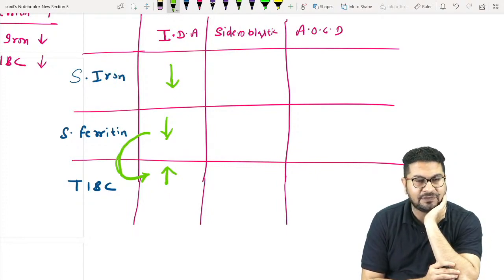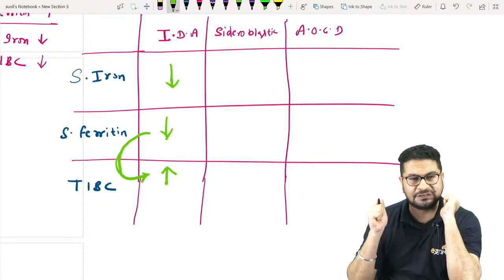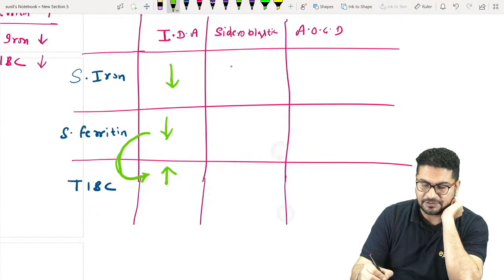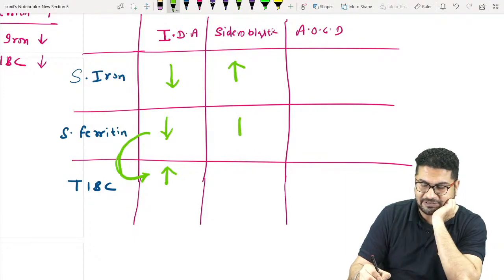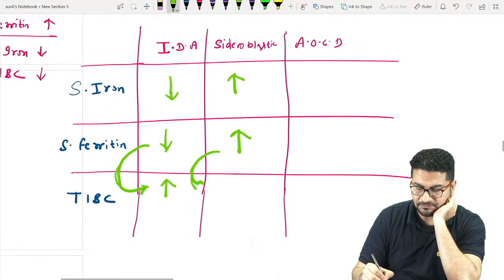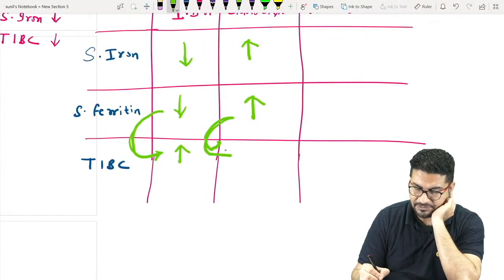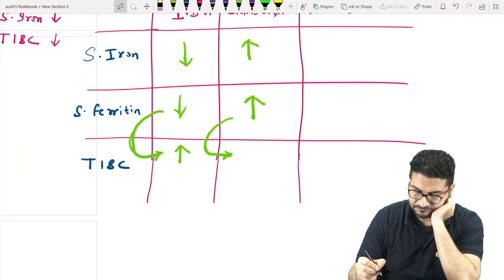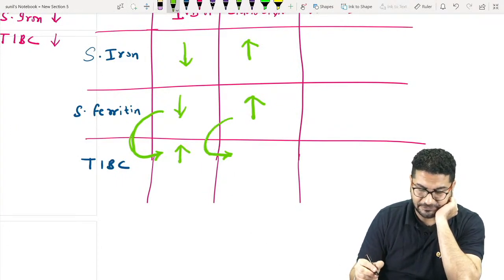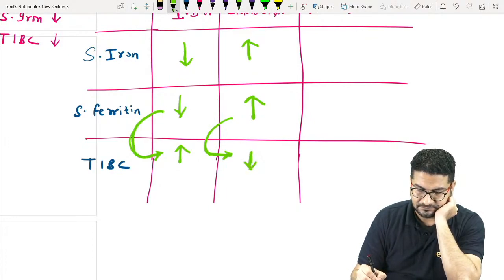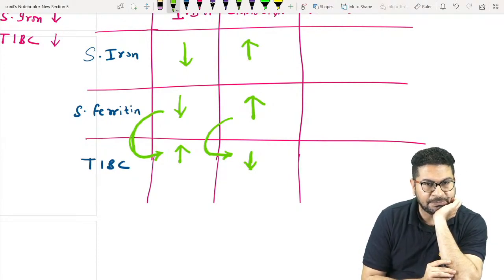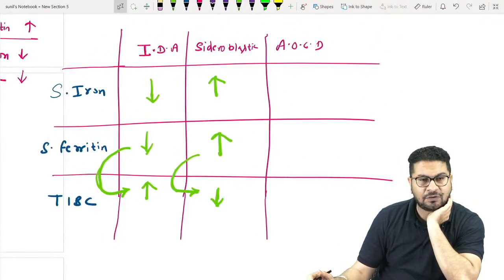Now see, remember my word for your lifelong basis. Sideroblastic anemia is an iron overloaded state. Iron overloaded state means serum iron is more, so ferritin is also more. And what I told you, ferritin is inversely proportional to TIBC. So TIBC will decrease. Simple.